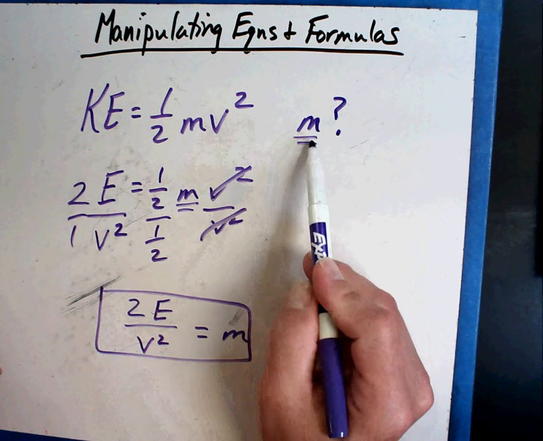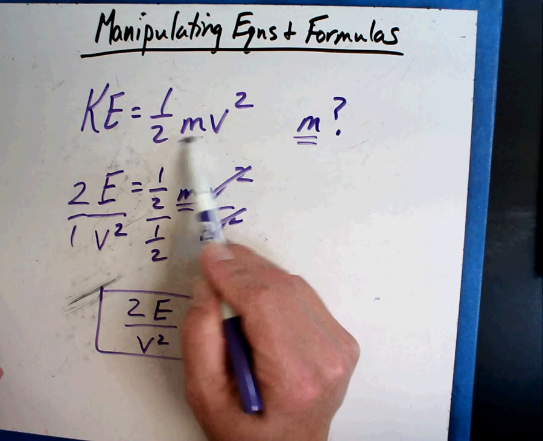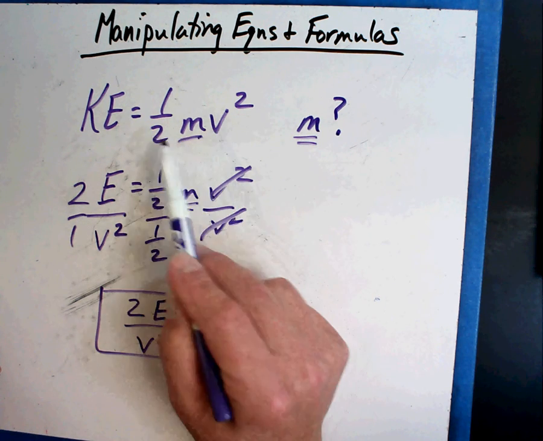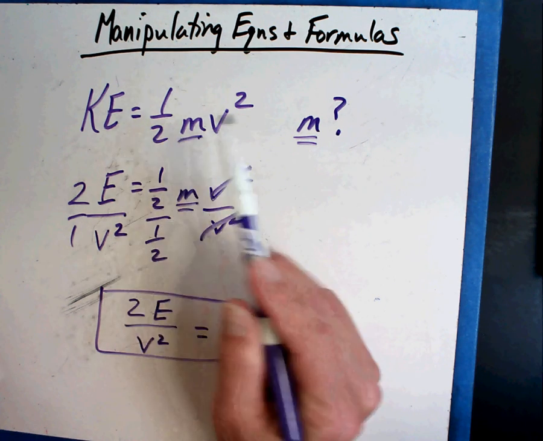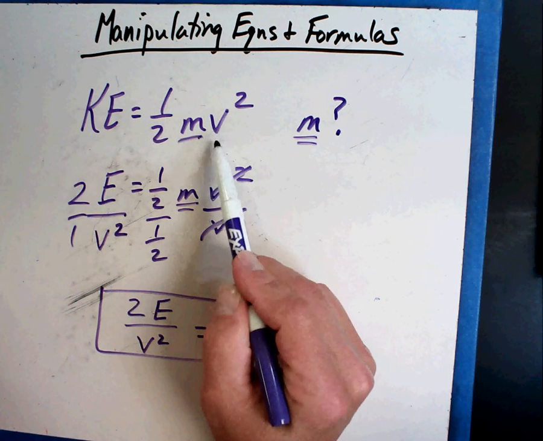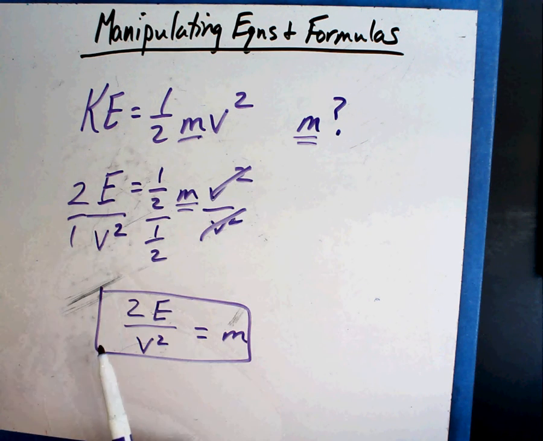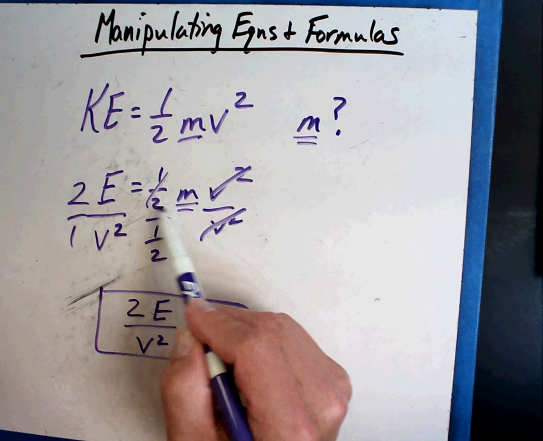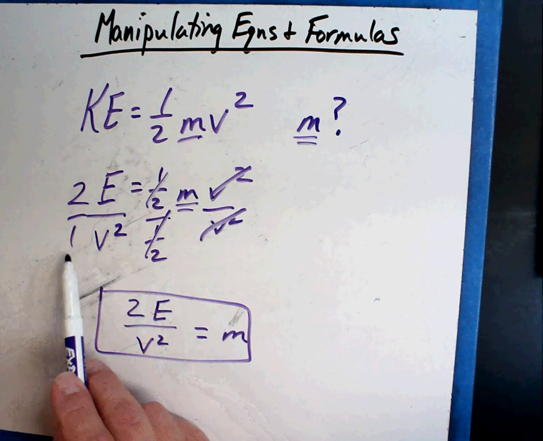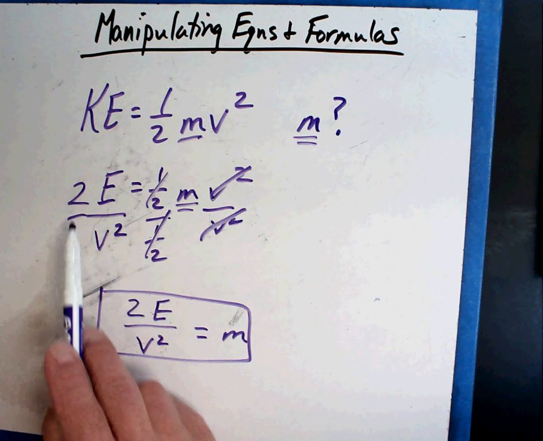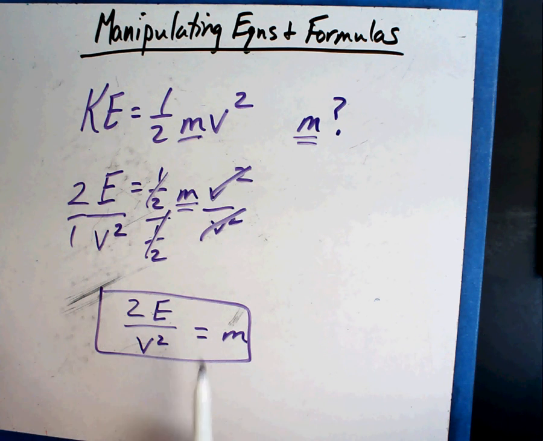So whatever I want alone, I left it right there. Since these are all multiplied together, I knew I had to divide. So I divide by v squared, so it's now on the bottom. Divide by 1/2, so it disappears on this side. When you divide by a fraction, you flip it over and multiply, so it becomes 2/1, and there's my answer.